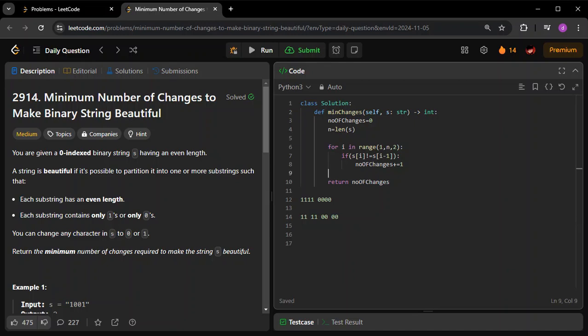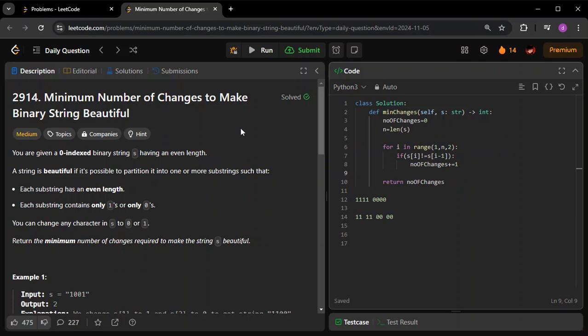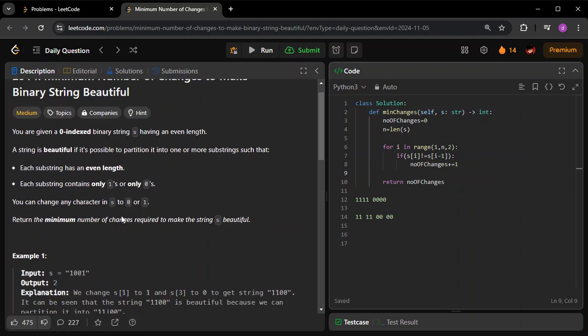Today we are at day 5 of the November daily LeetCode challenge and we again have a medium level question in front of us. Let's see what this question is. It's question 2914, Minimum Number of Changes to Make Binary String Beautiful. Okay, so they are saying it's a binary string and there is something called beautiful, and we have to see the definition of what it means. So we have to make the binary string beautiful. So we'll see the example first.